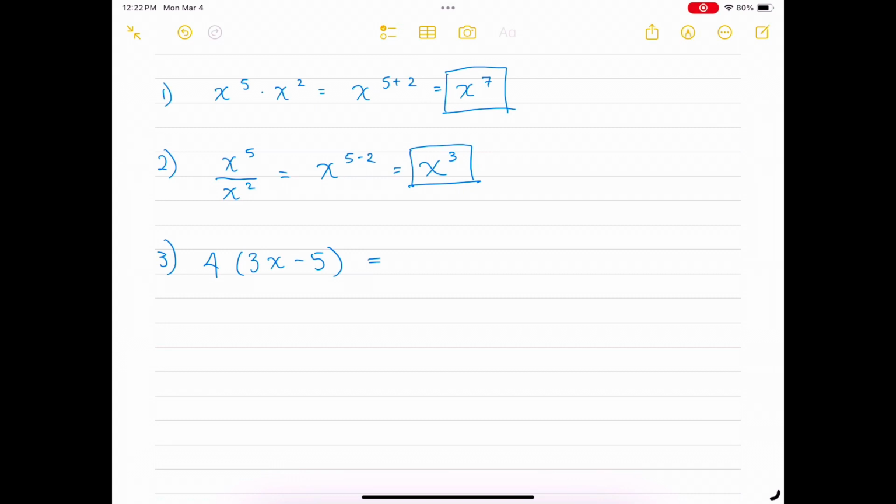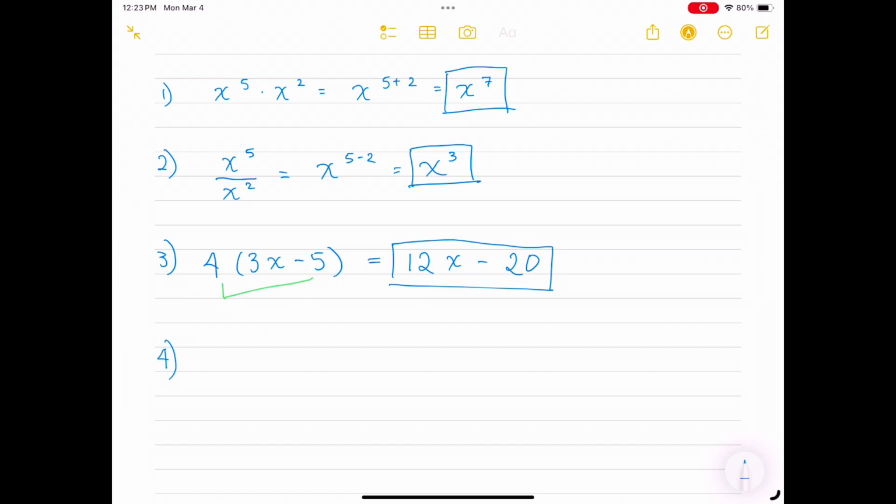Problem number 3, 4 open parentheses 3x minus 5 close parentheses. We use the distributive property, multiplying both terms within the parentheses by 4. So we have 4 times 3x, which equals 12x, minus 4 times 5, which equals 20. So we have 12x minus 20.